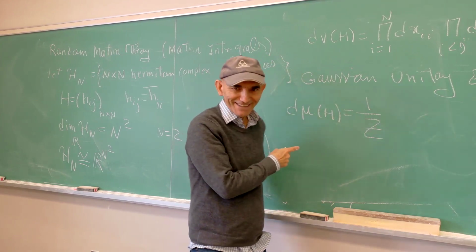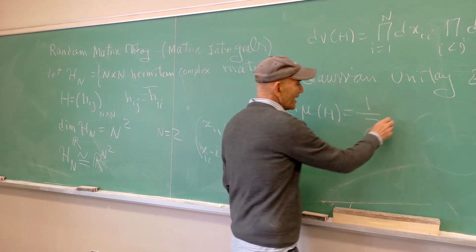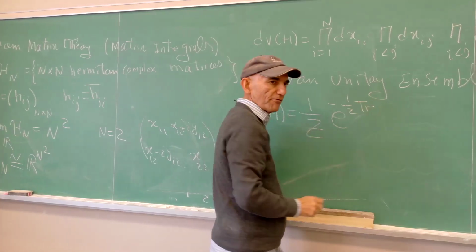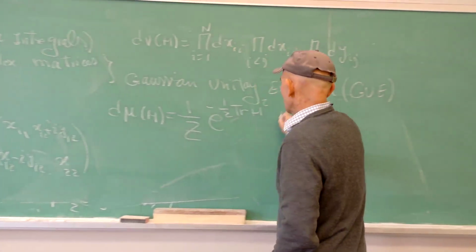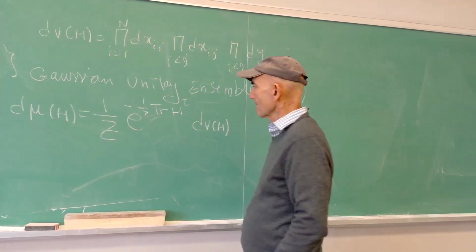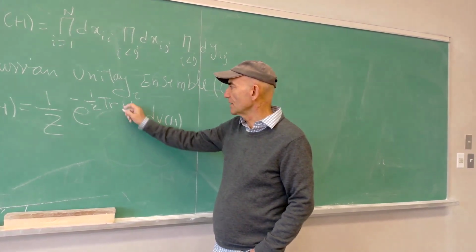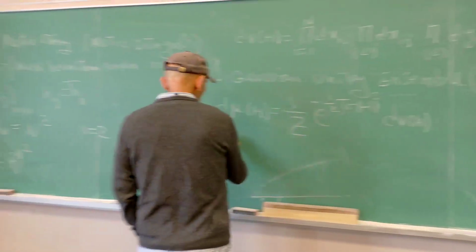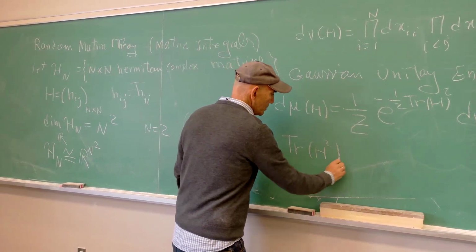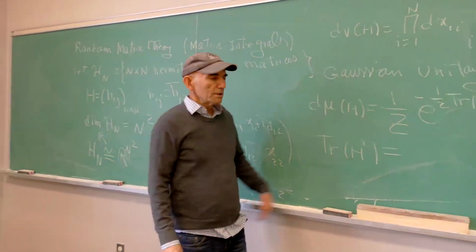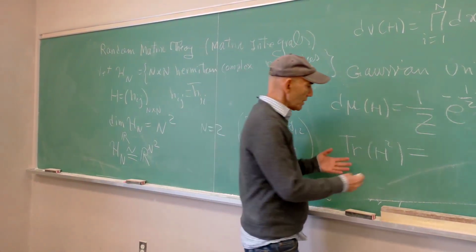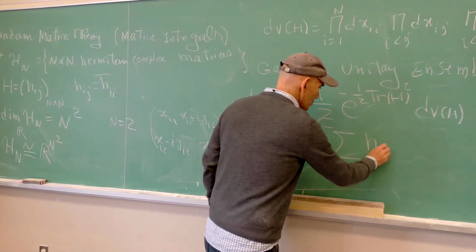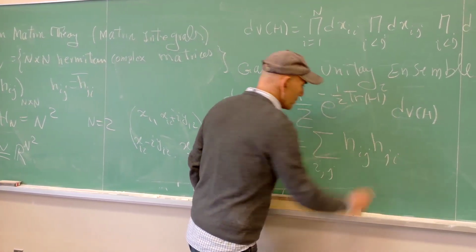This is actually statistical mechanics, this ensemble notation. Exponential of minus 1/2 trace of H squared times dVH. And this trace of H squared is a function of matrices, of course, as you know. This trace of H squared is a quadratic function, which is what? Which is the sum over i and j of hij hji, right?